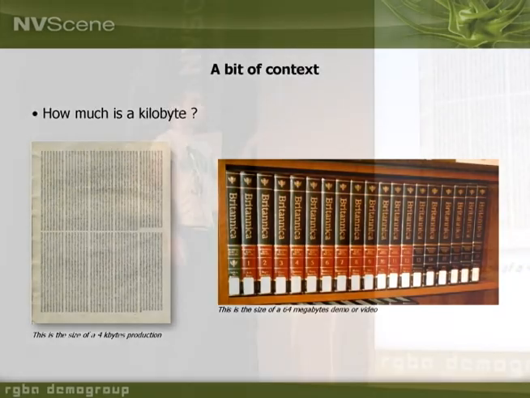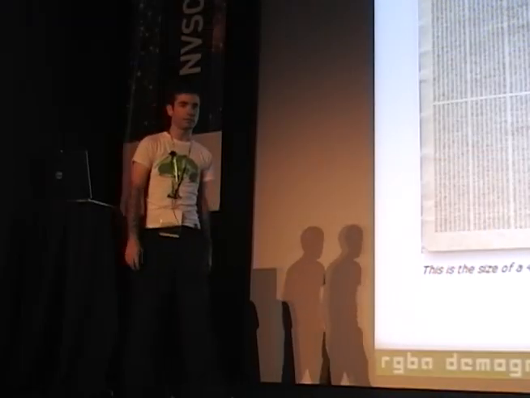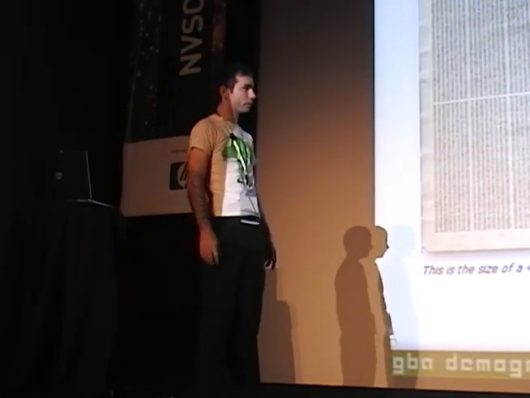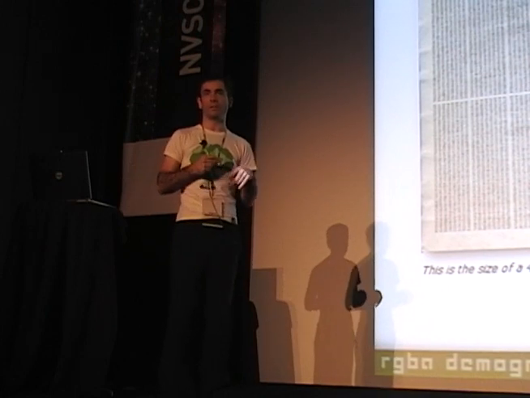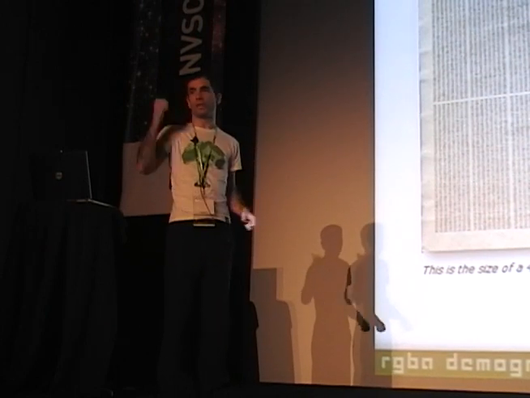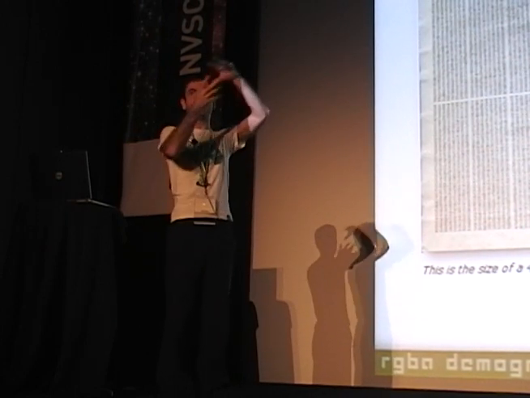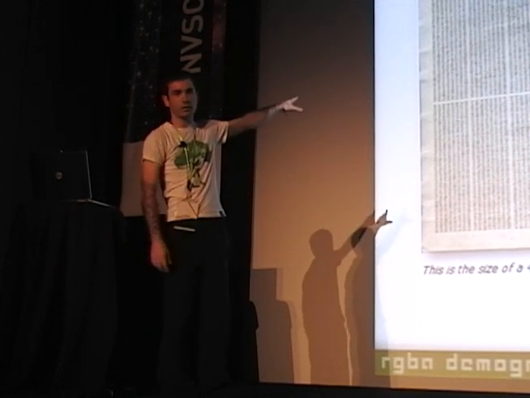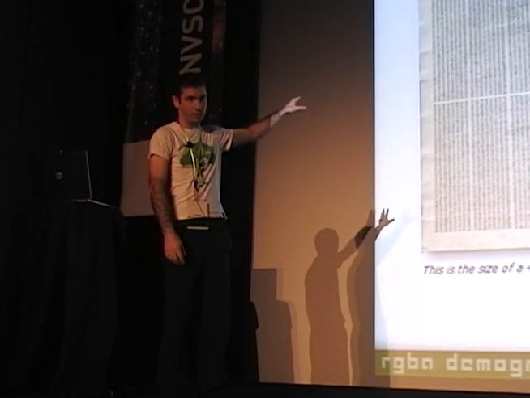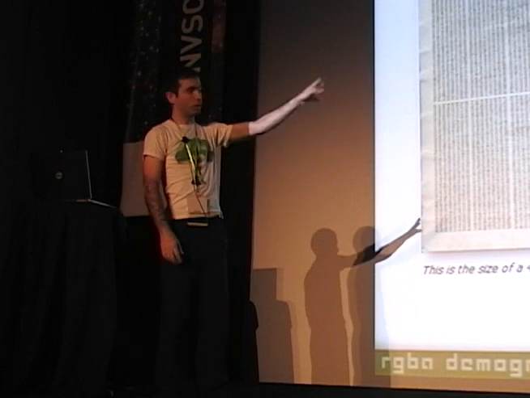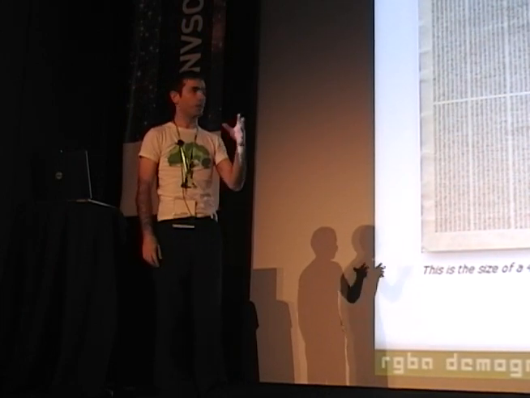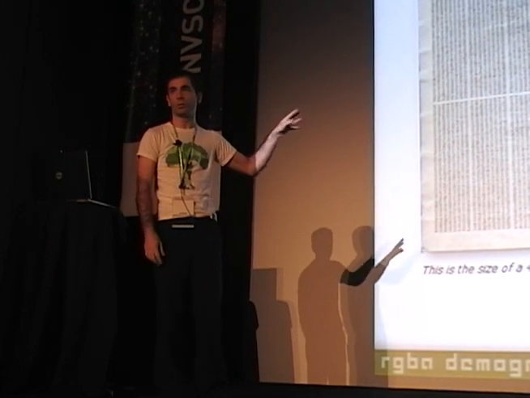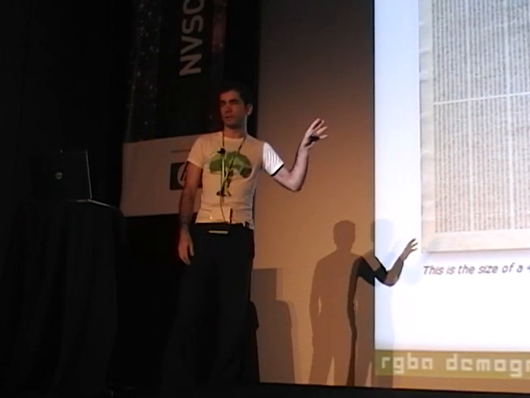So just to give an idea, you have this page on the left of the screen that represents 4 kilobytes of data. That's actually the source code of the intro we saw in the beginning of the 3D object changing. So that's the code, the byte code of the demo. Then on the right you have this big encyclopedia with many books. That would represent 64 megabytes.